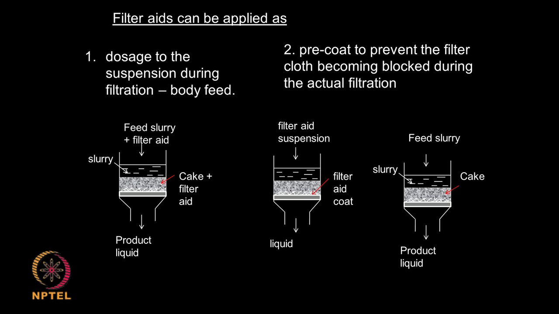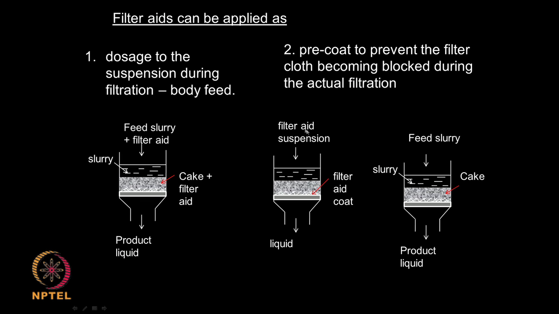You can add filter aid in two different approaches. One is, first we add filter aid so that a pre-coat is formed. The other approach is we add filter aid and the slurry together, so that the cake is deposited on the surface. If you add the feed slurry with the filter aid, the cake will contain both the solids as well as the filter aid.